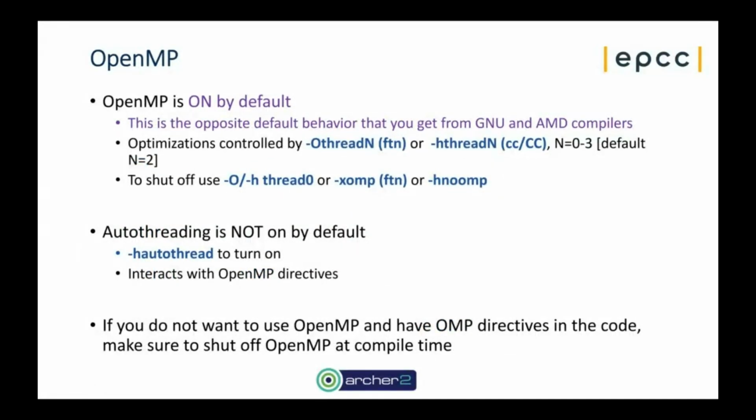OpenMP is on by default for the Cray compiler, but you may want to be able to turn it on and off, and you can do that. There is also auto-threading functionality with the Cray compilers, although I've not tried that for a long time, so I don't know how valid that still is now, since the Cray compiler, the C compiler at least, moved to the Clang stack.